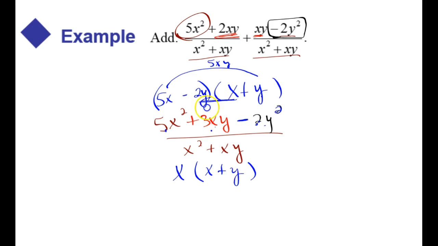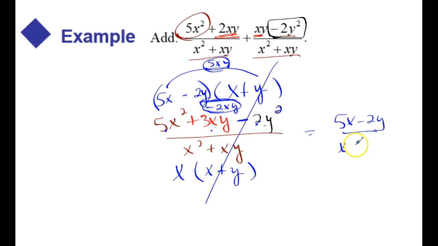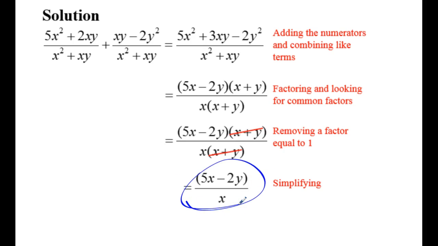So the inner terms is negative 2xy, and lo and behold, 5xy take away 2xy is 3xy, so that did factor, so I can cancel, and my final solution is going to be 5x minus 2y over x, because that is gone. So final solution. Good. The author agrees here.